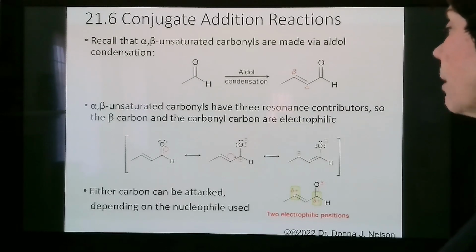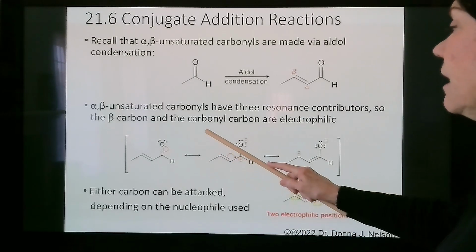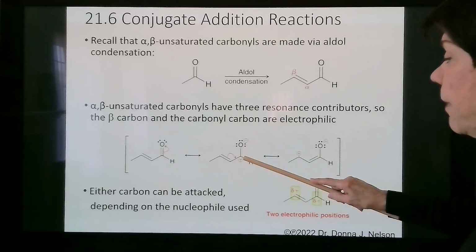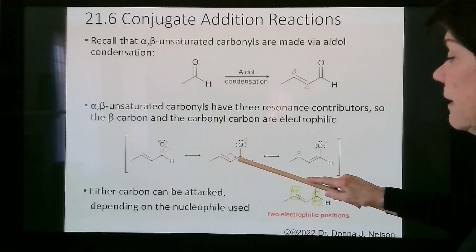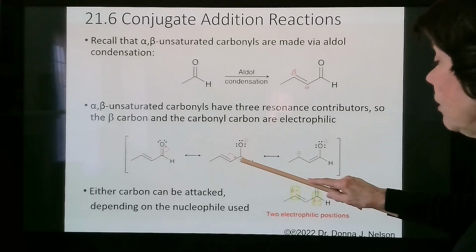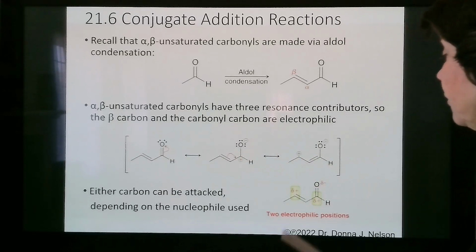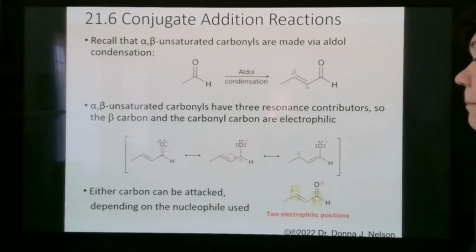So the beta carbon and the carbonyl carbon are both electrophilic. They both can be drawn in these resonance structures bearing a positive charge. So both of these positions are electrophilic, and so either carbon can be attacked by a nucleophile. It can be attacked selectively, depending upon the nucleophile used.